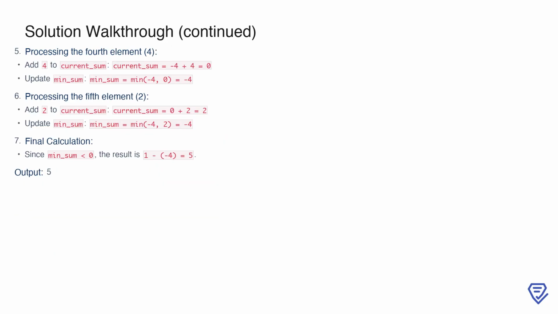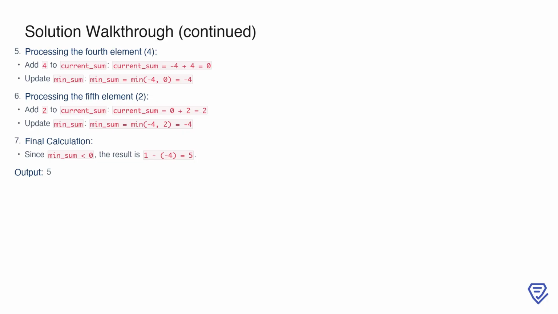Continuing with the same example, we now process the fourth element, 4. Adding 4 to current_sum brings it back to 0. When we update min_sum, the minimum of -4 and 0 remains -4. For the fifth and final element, 2, adding this to current_sum gives a value of 2, and min_sum stays at -4, as it is the smaller value.